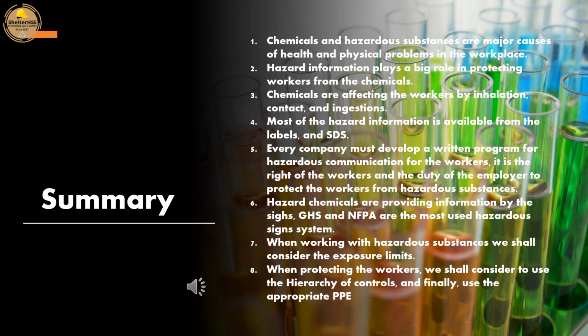Hazardous chemicals provide information by signs. GHS and NFPA are the most used hazard sign systems. When working with hazardous substances, we shall consider the exposure limits. When protecting the workers, we shall consider using the hierarchy of controls, and finally, use the appropriate PPE.